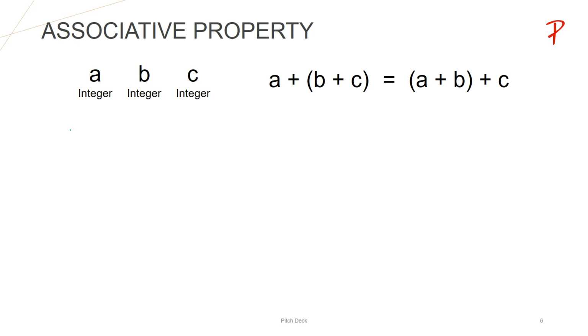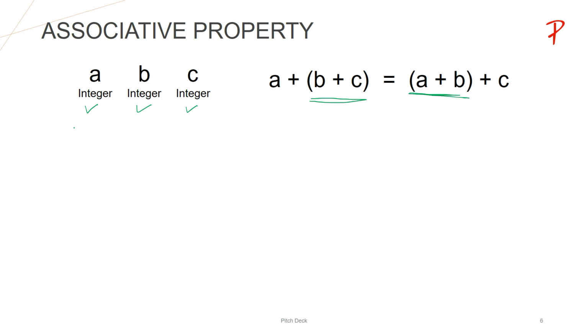The associative property of integers says that for any three integers a, b, and c, the way in which numbers are grouped in an operation does not change their result, right? So let me say it again. The way in which numbers are grouped in an operation does not change their result. Here numbers are grouped in two different ways. In the first way, b plus c is grouped, and in the second way, a plus b is grouped, right?